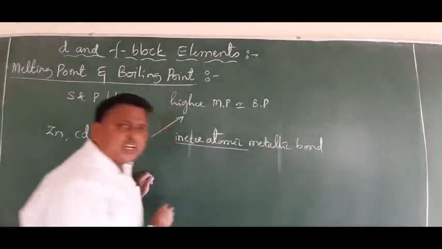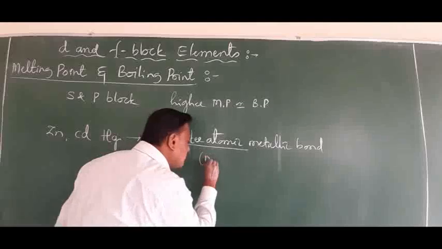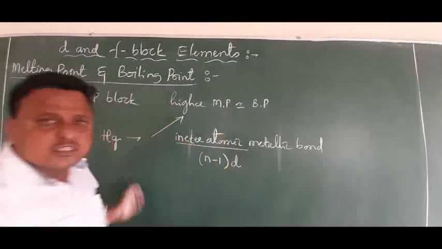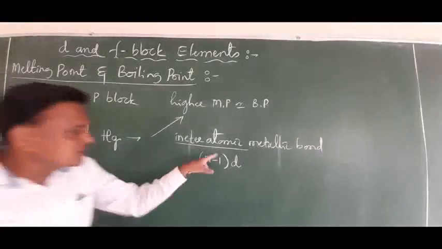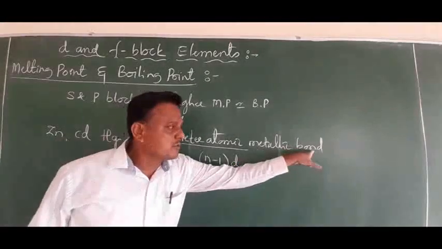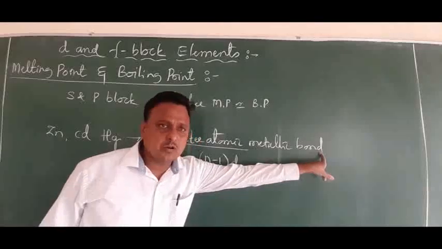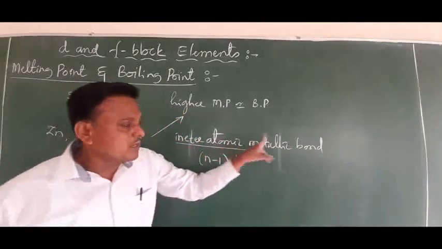What is this interatomic? It is due to the N-1 d orbital, the penultimate shell, having a maximum number of unpaired electrons. Those unpaired electrons form a bond, that is the metallic bond. This is called interatomic metallic bond.